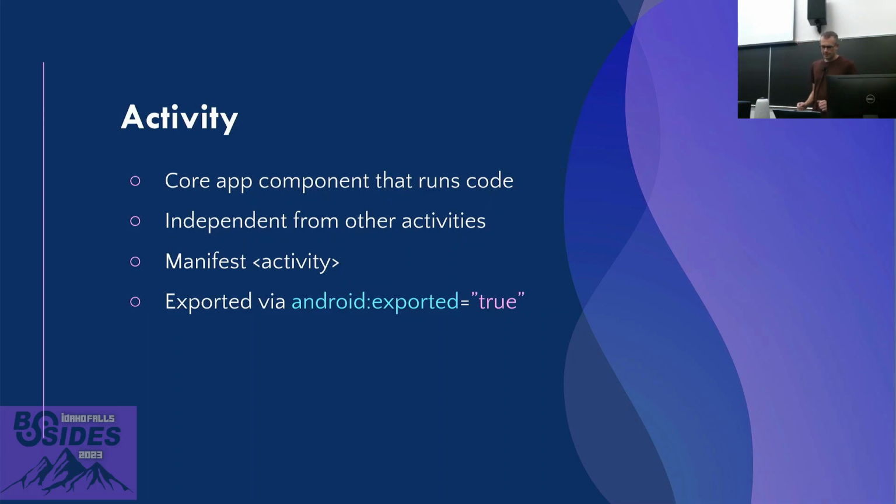Inside the Android manifest, they are defined with an XML tag called activity, and within that tag, there is an attribute that we're looking for called android:exported, and if the value is set to true, then that means that other applications on your phone or tablet can start that activity. They can launch it and they can send data to it.